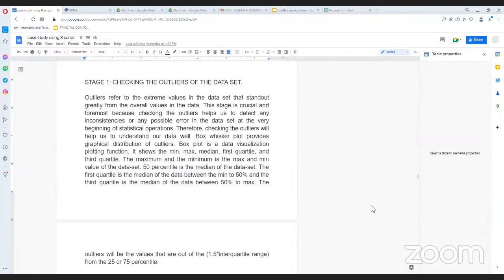A box plot provides a graphical distribution of outliers. A box plot is a data visualization plotting function. It shows the minimum, maximum, median, first quartile and third quartile. The maximum and the minimum are the max and min values of the data set. The 50th percentile is the median of the data set. The first quartile is the median of the data between the minimum and 50%, and the third quartile is the median of the data between 50% and the max.